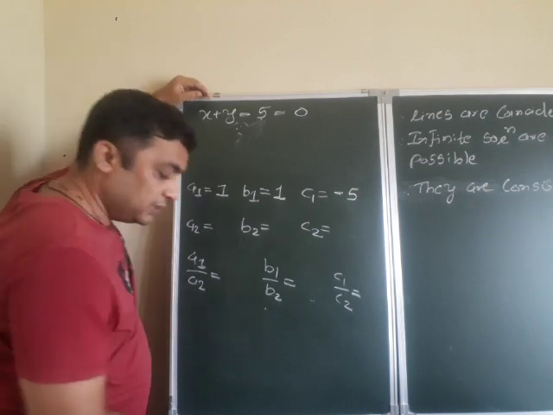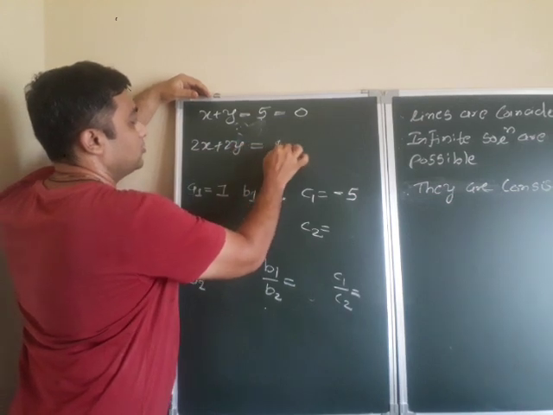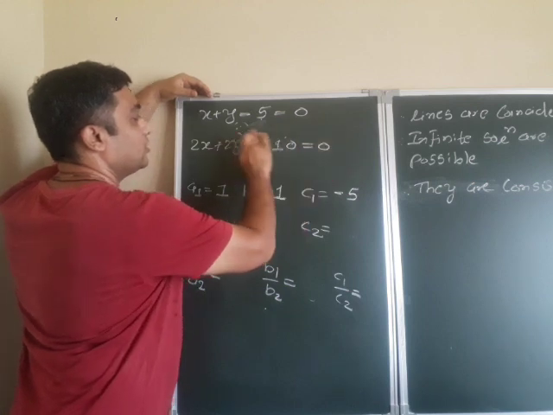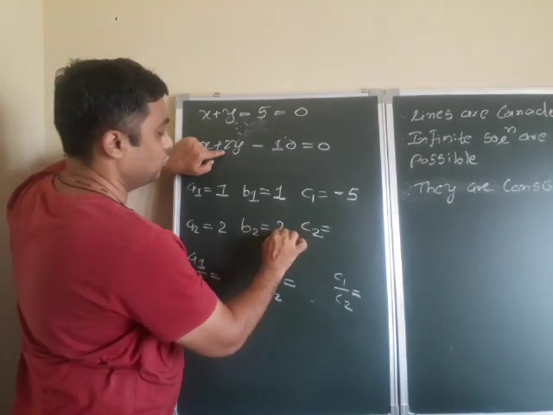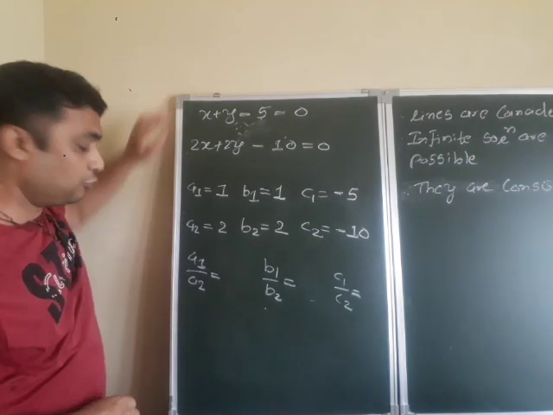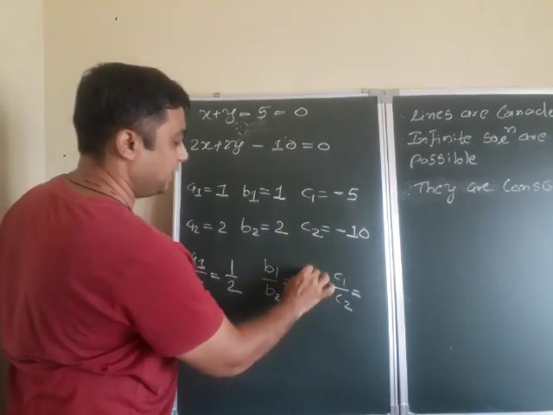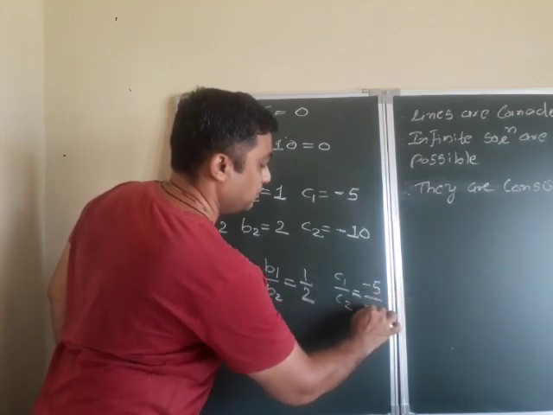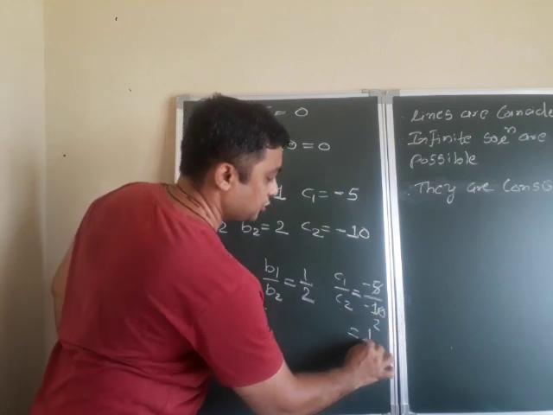Now see the other equation, 2x plus 2y is equal to 10. Take 10 on this side, so it becomes 2x plus 2y minus 10 is equal to 0. So a2 is equal to 2, b2 is equal to 2 and c2 is equal to minus 10. Now check a1 by a2, so it is 1 by 2, b1 by b2 is 1 by 2, and c1 by c2 is minus 5 upon minus 10, minus minus plus, and 5 2s are 10, so it also comes 1 by 2.